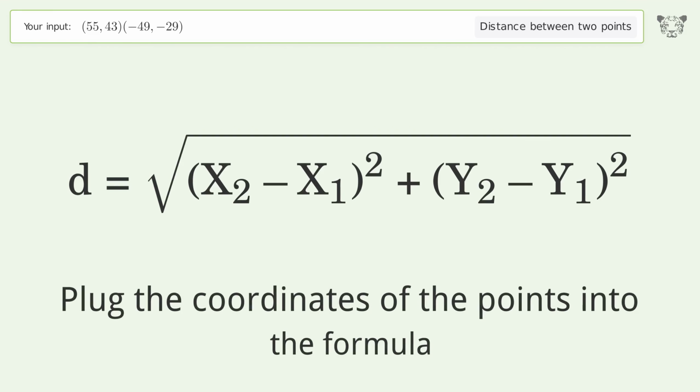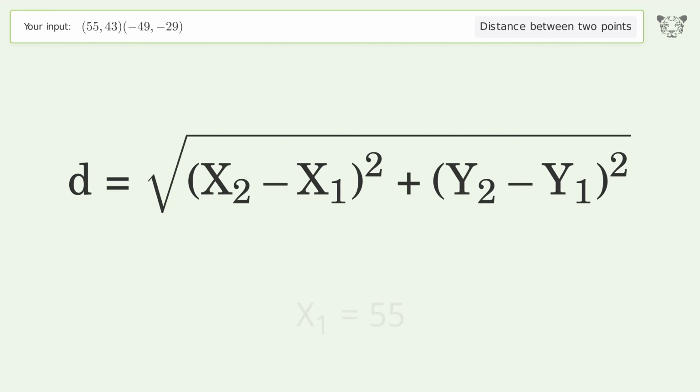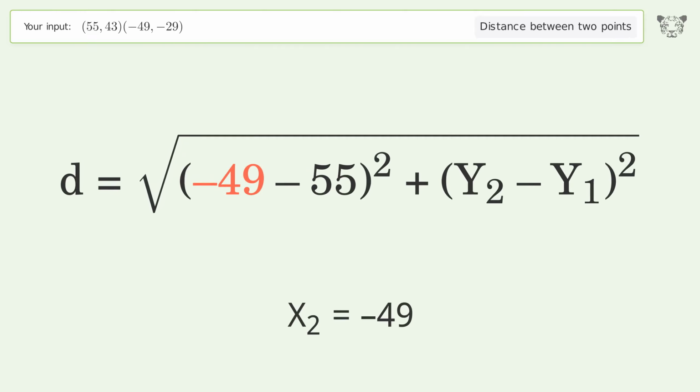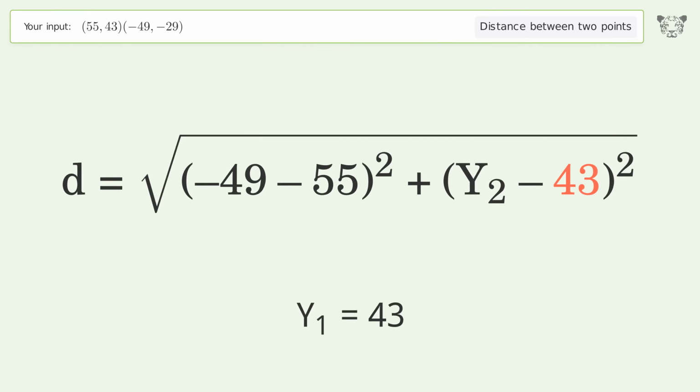Plug the coordinates of the points into the formula. x1 equals 55. x2 equals negative 49. y1 equals 43. y2 equals negative 29.